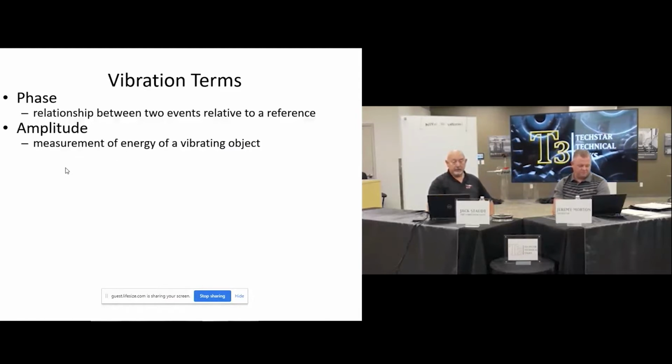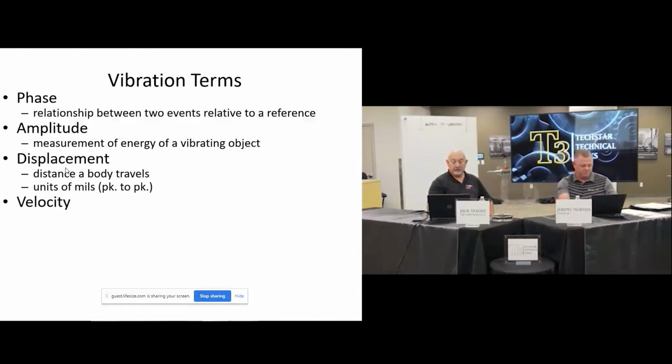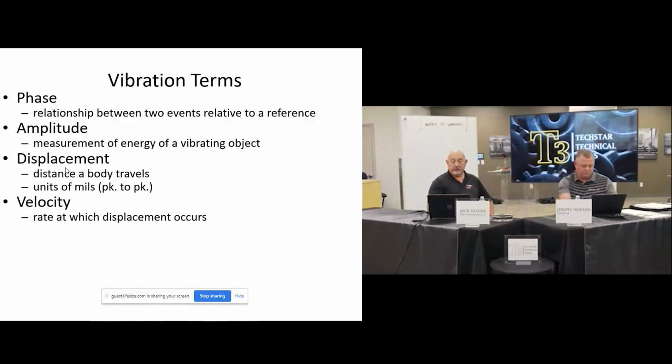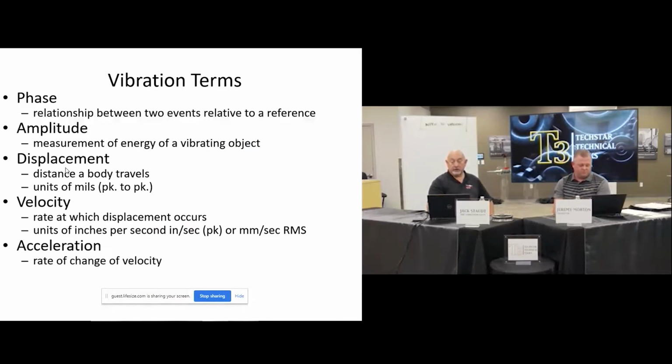The term amplitude: measurement of energy of a vibrating object. Displacement: distance a body travels. Units are peak to peak. Velocity: rate at which displacement occurs. Units: inches per second, peak, or millimeters per second RMS. Acceleration: rate of change of velocity, and units are G's and RMS.